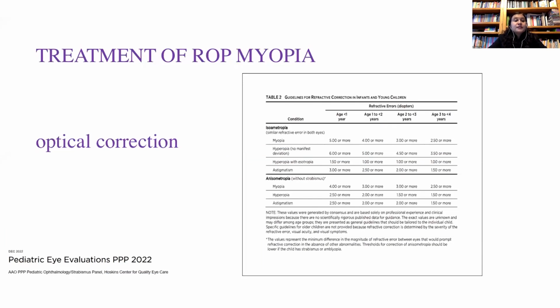We have to always give optical correction for these children, and these are the guidelines by AAPOS for the refractive correction in infants and young children. But sometimes we have to give glasses in these ROP patients even if they have less myopia than this, because ROP patients, mostly those who are treated, never emmetropize.